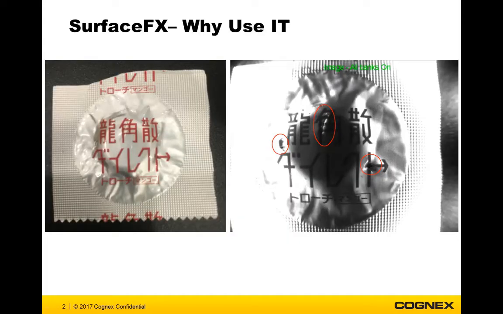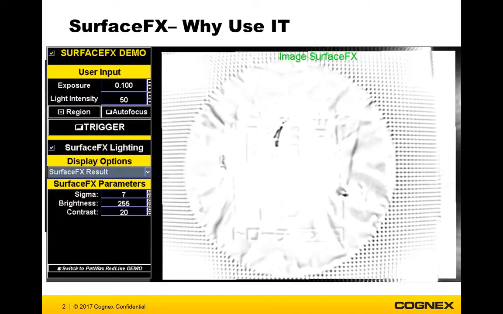Our first example here is taking a look at this piece of candy, and I want to make sure that there are no tears or anything else like that in the packaging itself. Now under normal lighting we can somewhat see the tears. We might be able to use a blob tool to highlight those, but with SurfaceFX it can highlight the surface defects that really aren't apparent using the typical machine vision lighting we saw before. Now we can use a blob tool to easily pinpoint those tears in that candy.